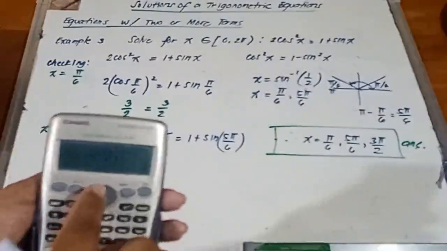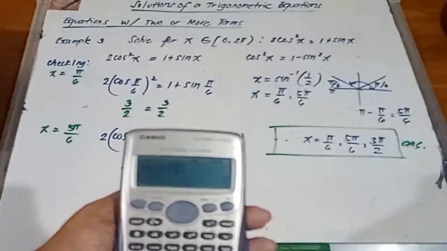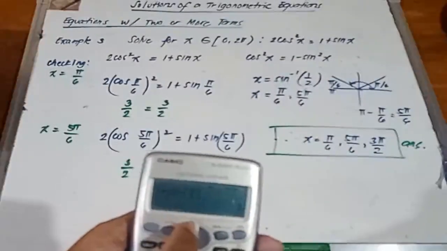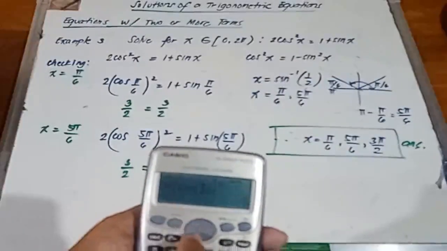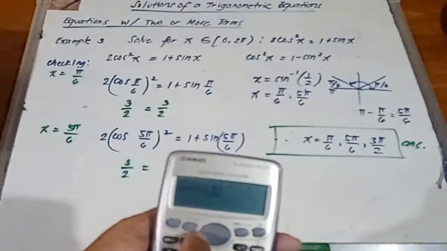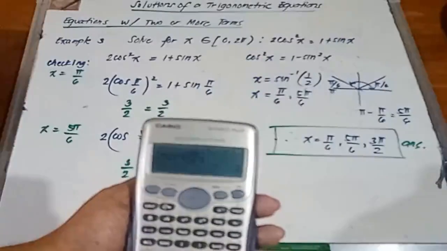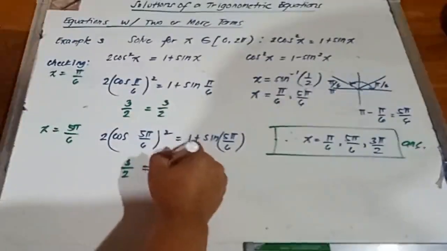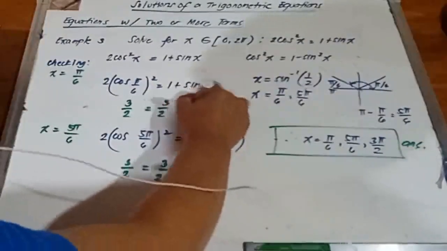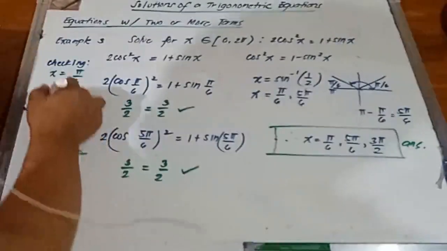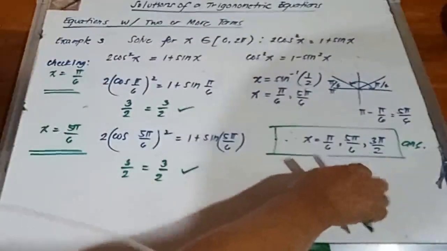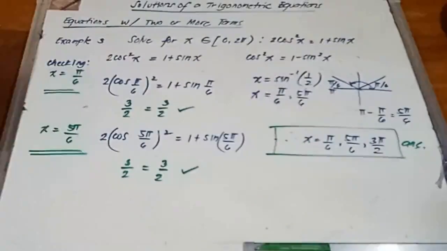Equal to, ito na lang, gagamitin ko. Naka-display na. Palitan ko na lang yung pi over 6 ng 5 pi. Then, press equals. 3 halves pa rin. So, ibig sabihin, tama yung sagot natin dito at saka dito. You can check yung isa pa nating sagot na x na 3 pi over 2. Okay? So, that is example number 3 para dito sa equations with 2 or more terms. Thank you.